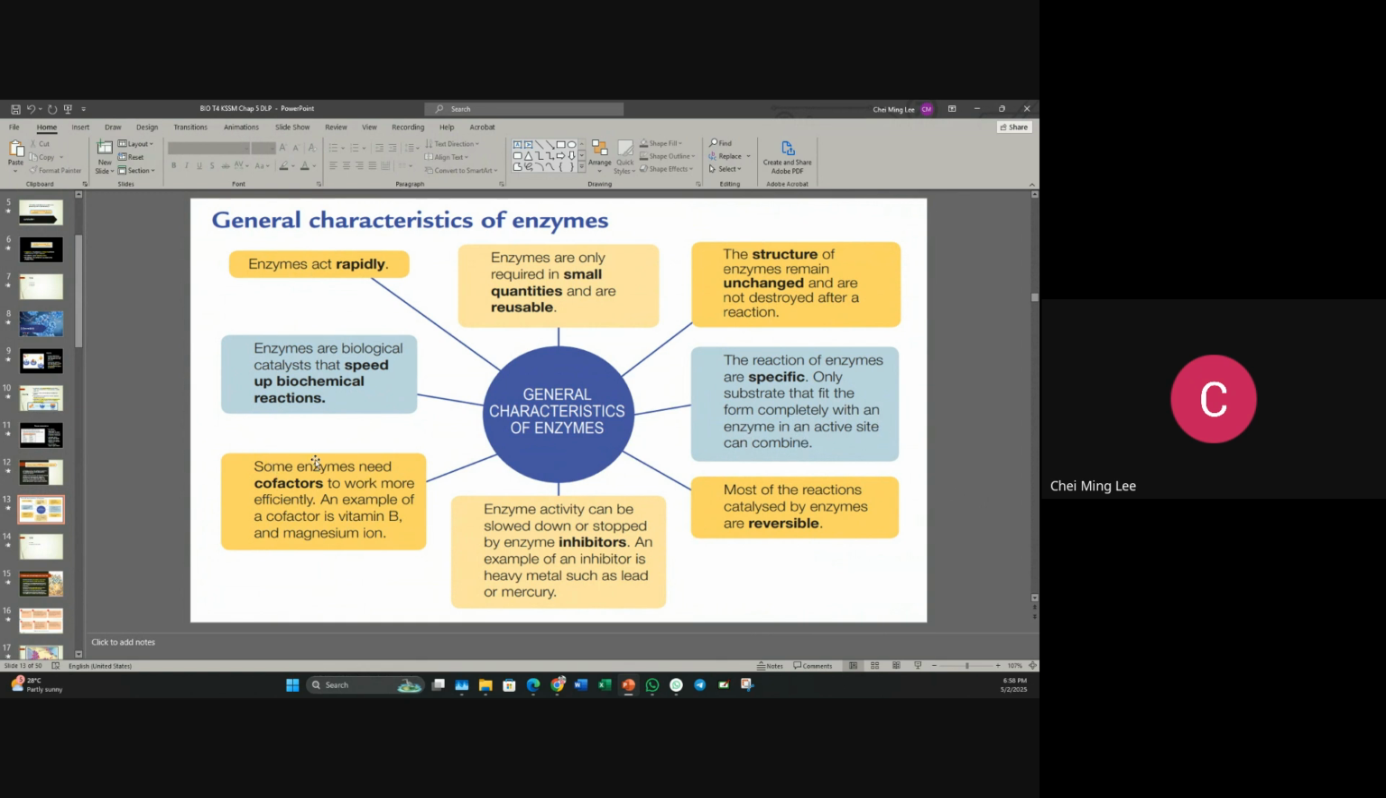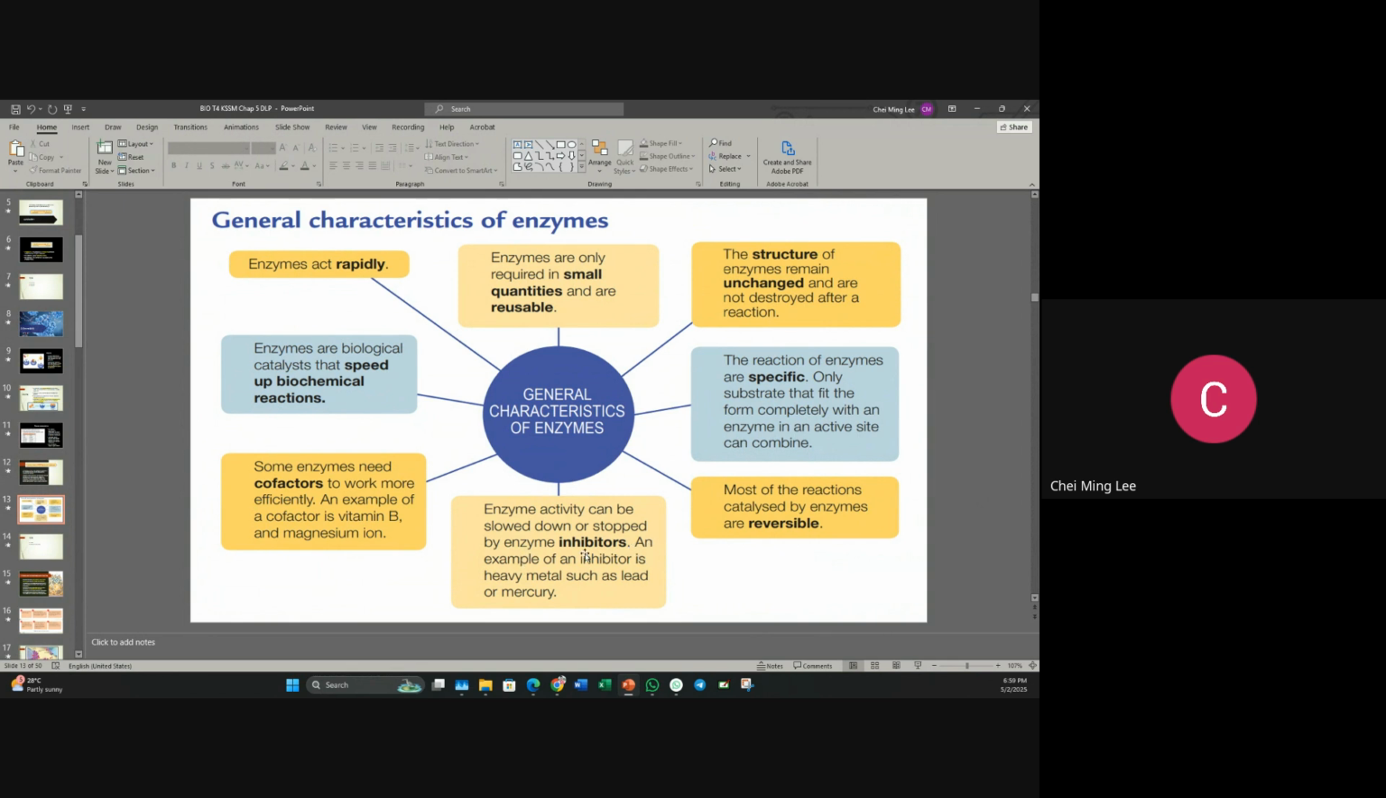So some enzymes need some cofactor, like for example, vitamin B, magnesium. Cofactor means that they need this to occur. It's like the cofactor doesn't get involved in the process, but they need this to occur. Like a trigger. It's like a key to open up the process. Okay? So the enzyme activity can be slowed down, or stopped, by enzyme inhibitor. Means that enzyme inhibitor is the enzyme stopper, the substance that can stop enzyme.